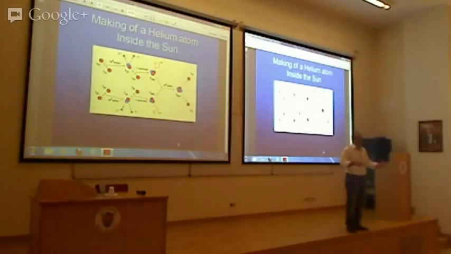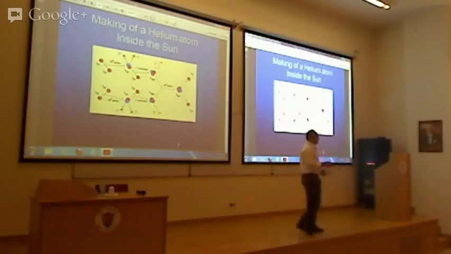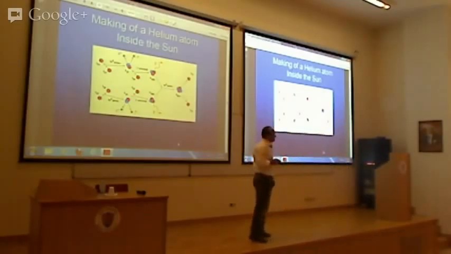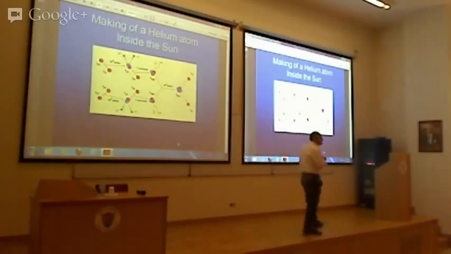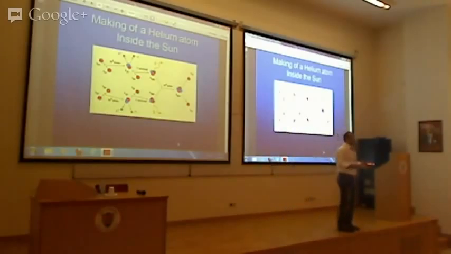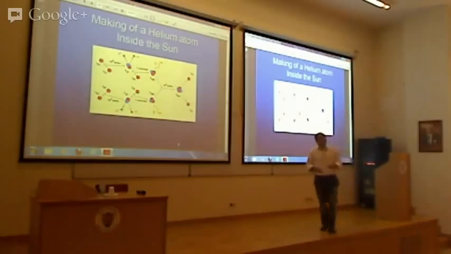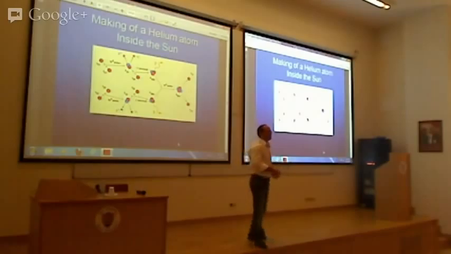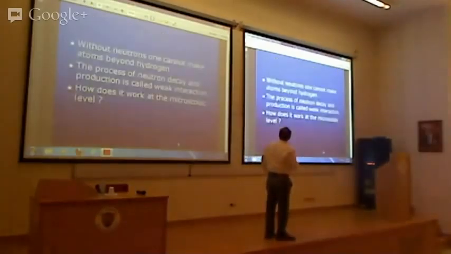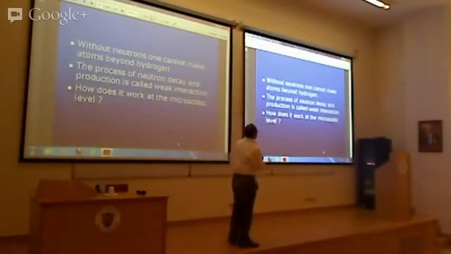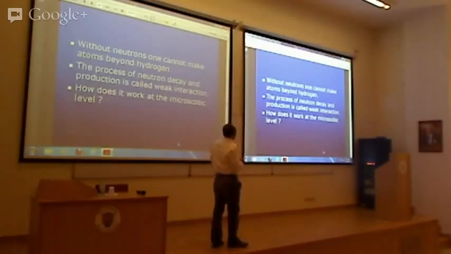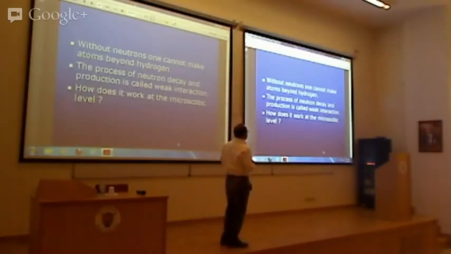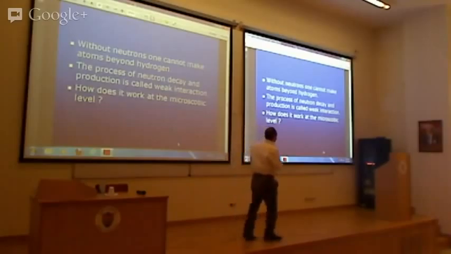So you can imagine that one deuterium is prepared in 1 billion years. Well, there are 10 to the 57 protons inside the sun. They try this all the time. That's why you get light every day. But what is important is that with each interaction, that is decaying of a neutron, you can understand formation of atoms beyond hydrogen. Now, without neutrons, you cannot make that. The process of neutron decay and the production is called weak interaction or weak force.